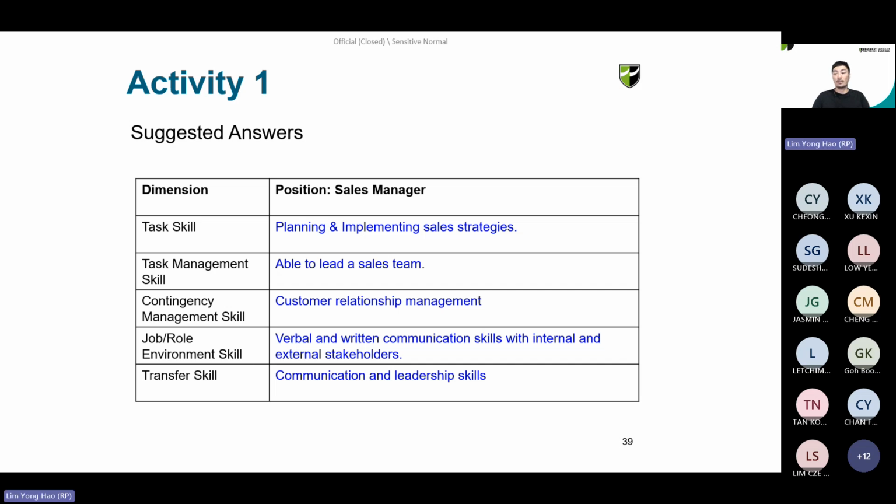The contingency management skills, likely. Most of the time, I think a sales manager may not need to directly work with customers, but if their sales teams have an issue, then that is something they may escalate up to the sales manager to manage, depending on the product that they have.